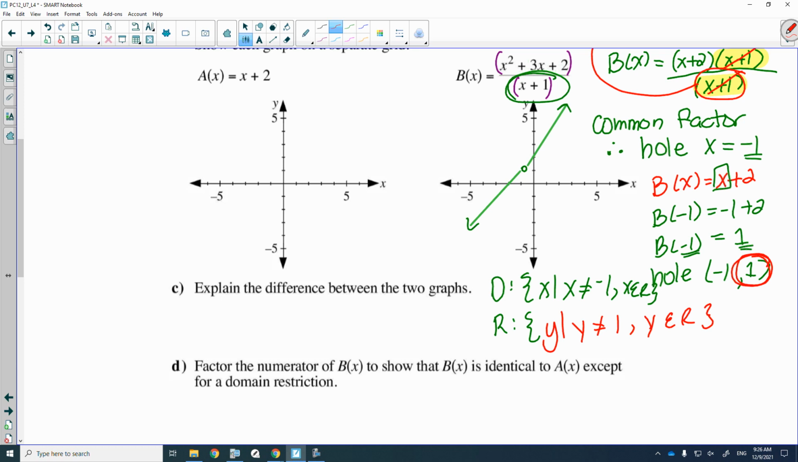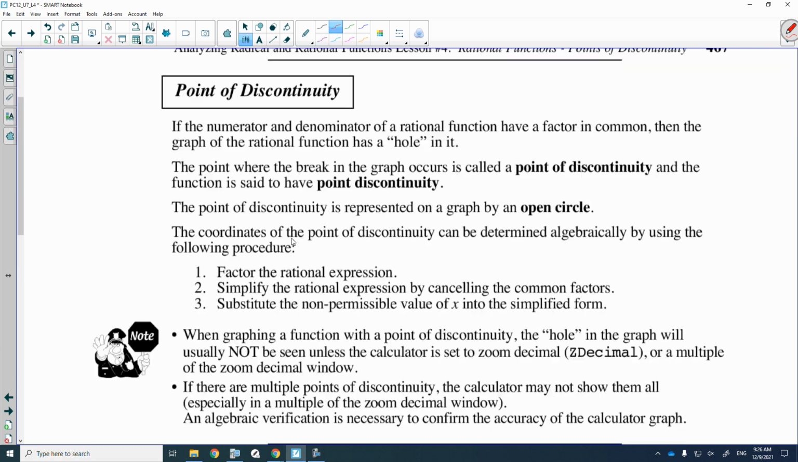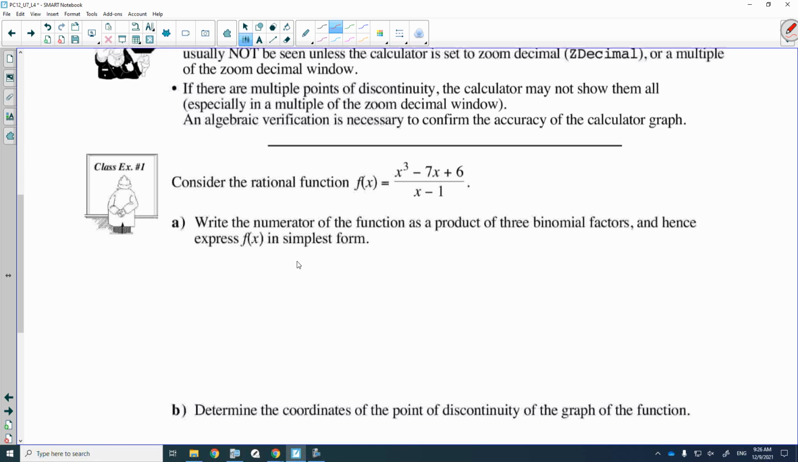Let's do one more that's going to have a hole. And then tomorrow we'll do graphs that have both holes and VAs. Okay, so again, I don't want to do this one. We're going to look at a nice simple function. f of x is equal to x squared minus 25 all over x plus 5. You always factor. Make sure the numerator and denominator are factored.